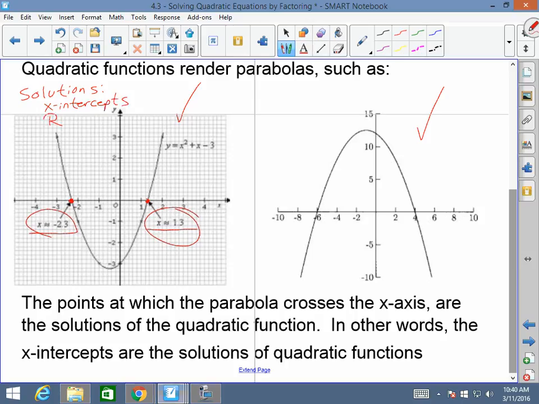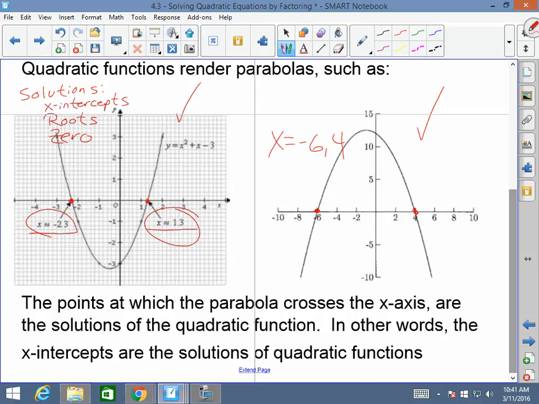They're known as roots. They're known as zeros. Any of those words can be used to describe the solutions of a quadratic function. In this graph over here on the right, my solutions are x equals -6 and x equals 4. Those are my zeros, my roots, or my solutions, or my x-intercepts.